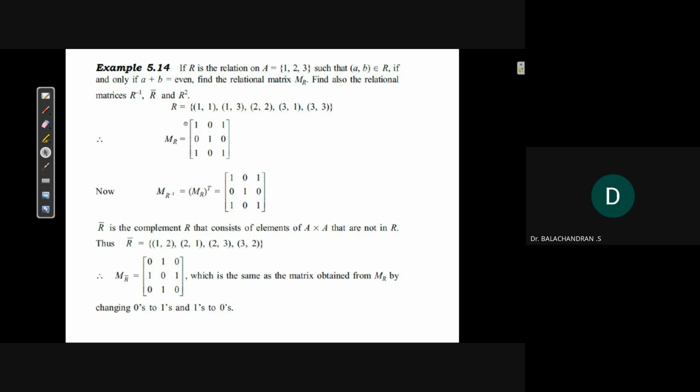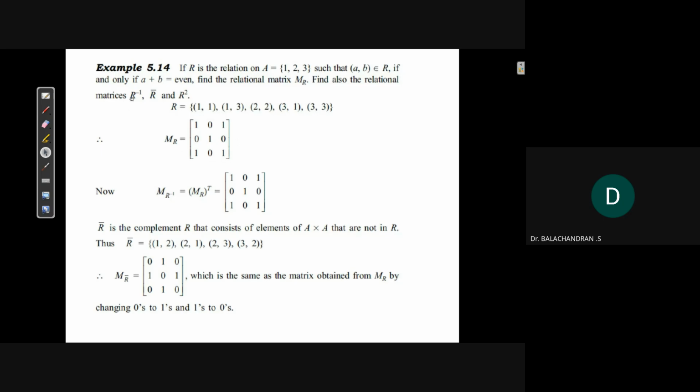First you should write 1, 2, 3 row-wise and 1, 2, 3 column-wise. (1,1) is there, so write 1. (1,2) is not there, so 0. (1,3) is there, so 1. Similarly you can fill up the matrix.